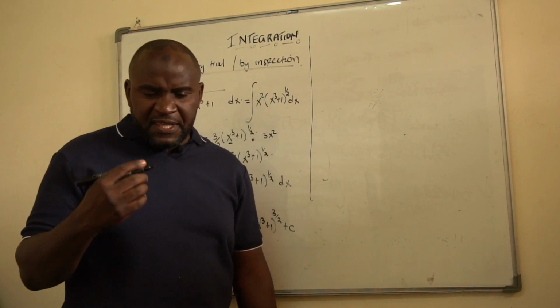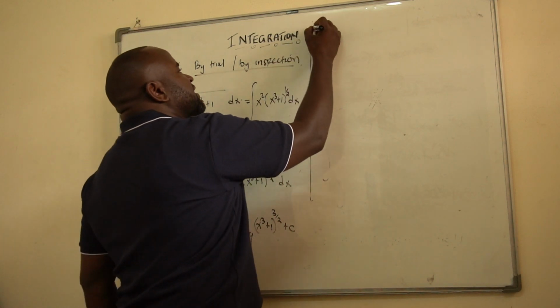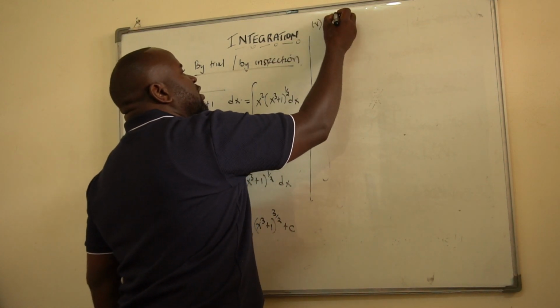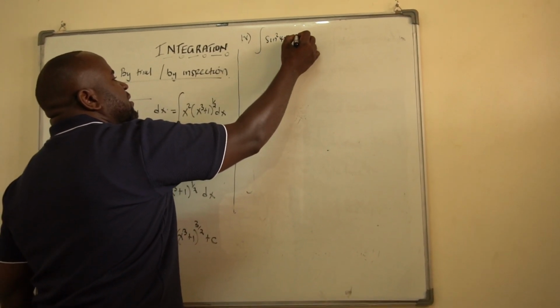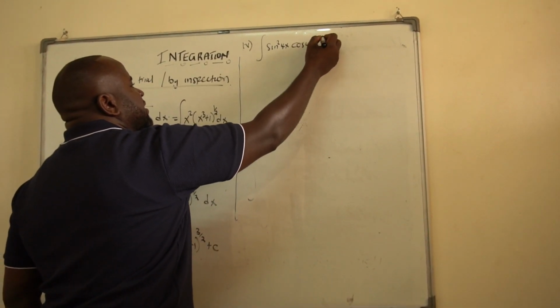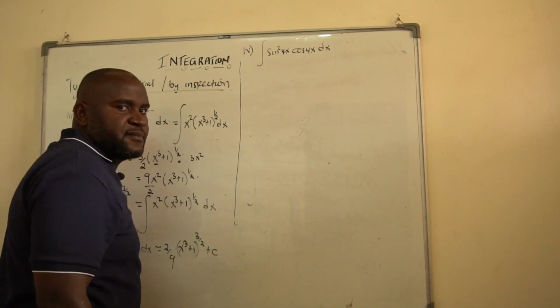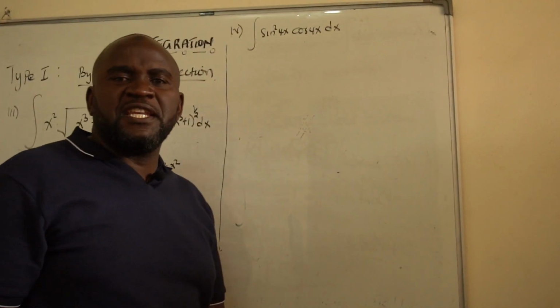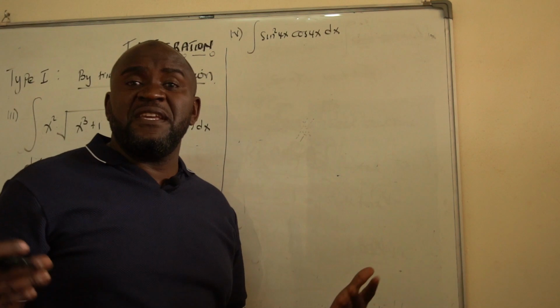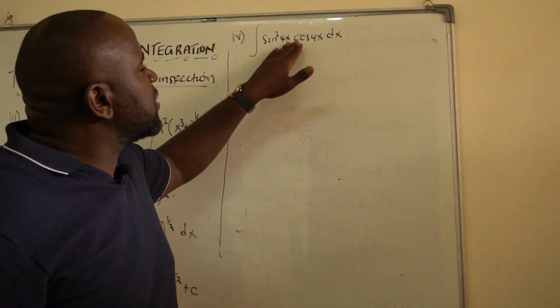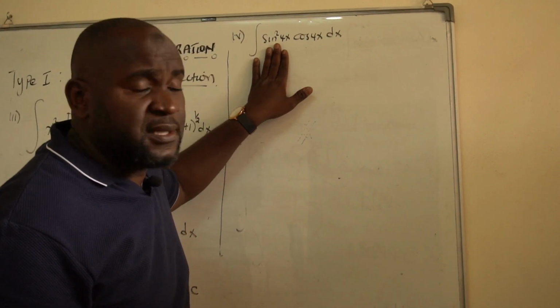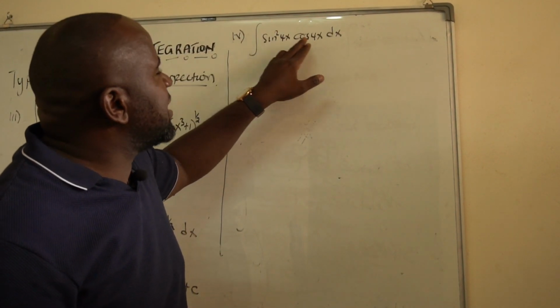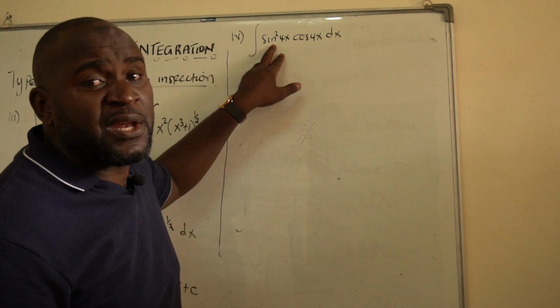Now I want to give you another example, which is example 4: the integral of sine squared of 4x times cos of 4x dx. The technique is still the same. Ask yourself, inspect it. Is the cos 4x coming from the derivative of sine squared 4x? Sine of 4x? Yes, but it does not exactly give the derivative of sine squared of 4x.